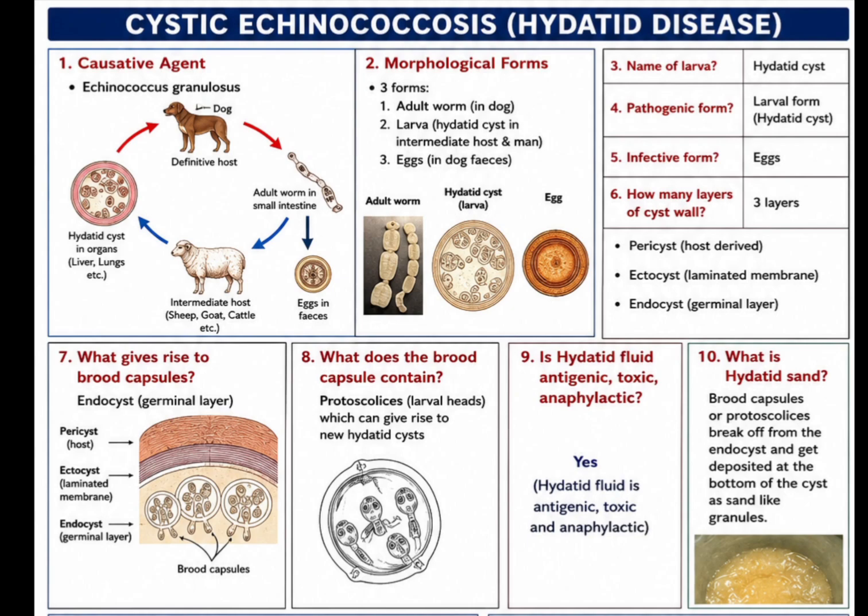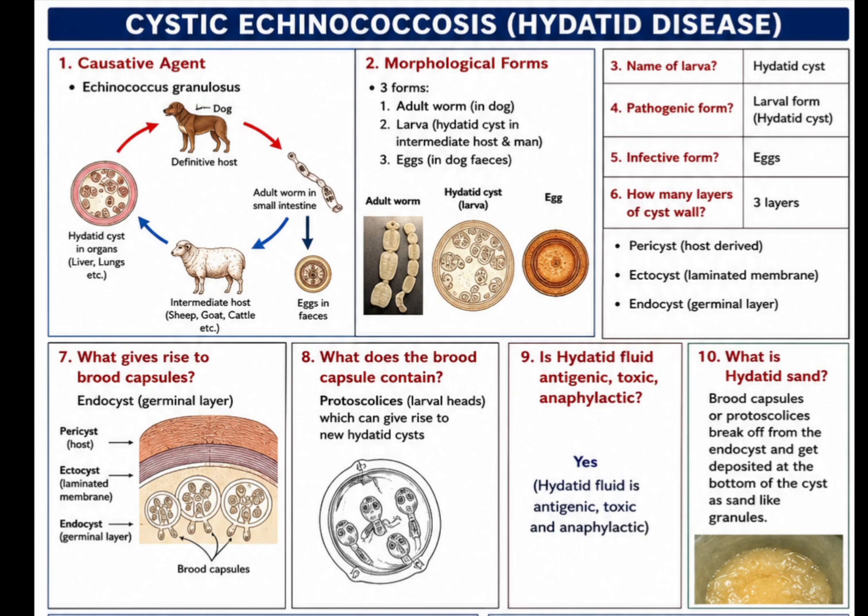Which one is the pathogenic form? The pathogenic form is the larval form. I mean, what does this question mean? Pathogenic form, what does it mean? It means which form causes the disease, this hydatid disease. That is the larval form, that is hydatid cyst. Which one is the infective form? Which one infects the human, who is an accidental host? That is the eggs.